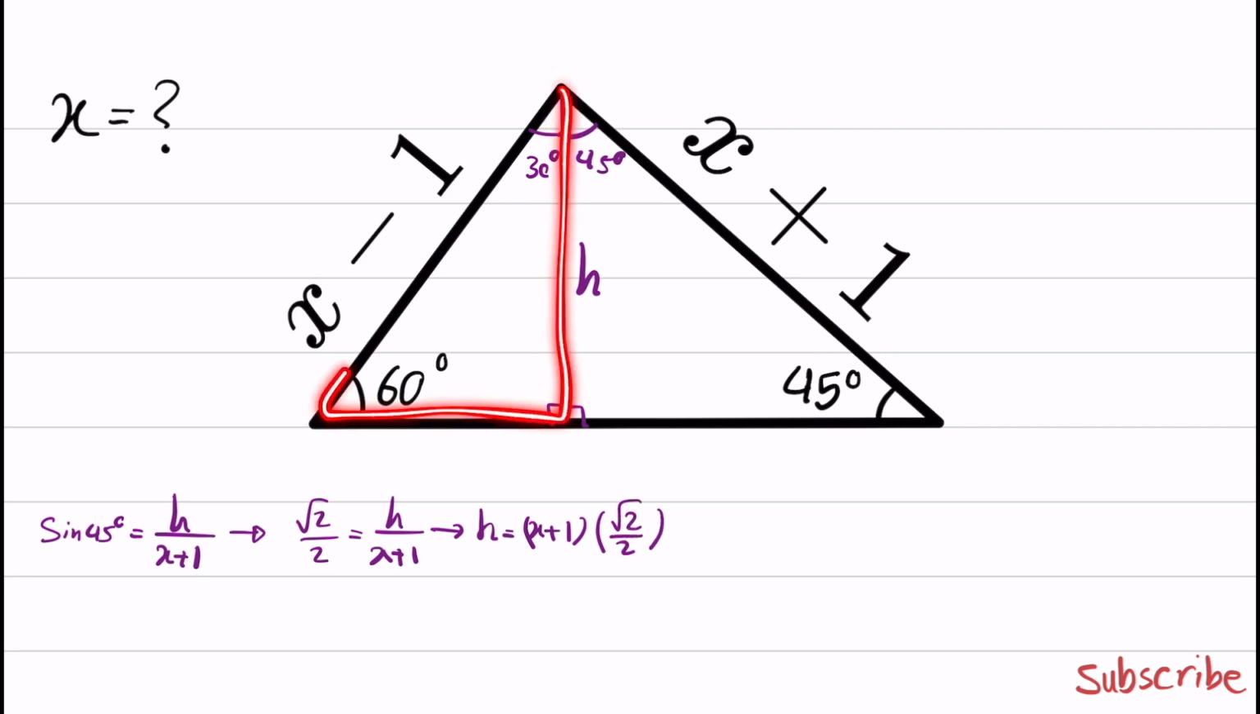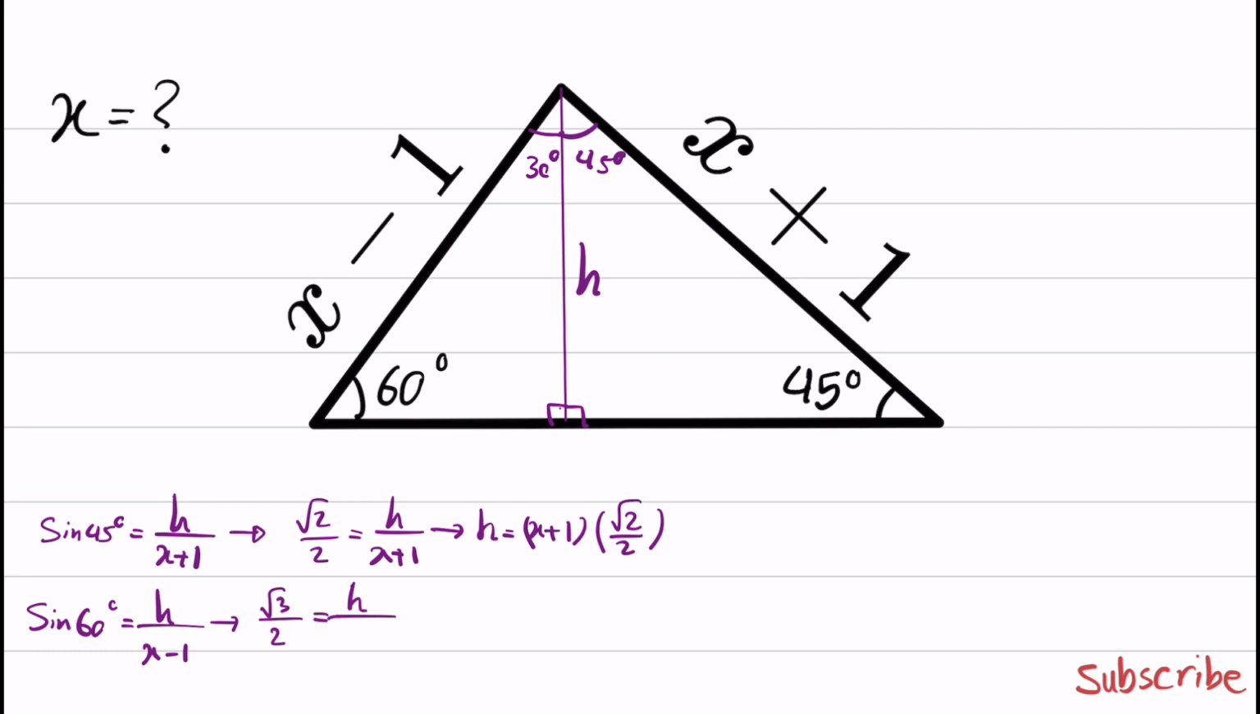If we apply the same relation for this right triangle, now we have a relation with this angle. Similarly, we have sine 60 degree is equal to h over, this time hypotenuse is x minus 1, and from this square root of 3 over 2 is equal to h over x minus 1, and from this h is equal to x minus 1 times the square root of 3 over 2.